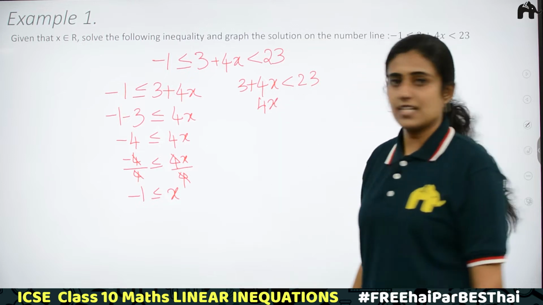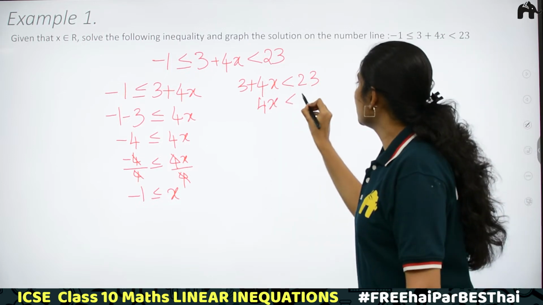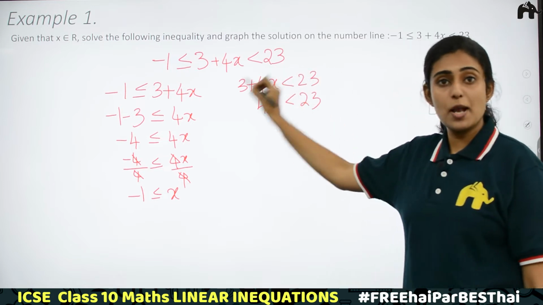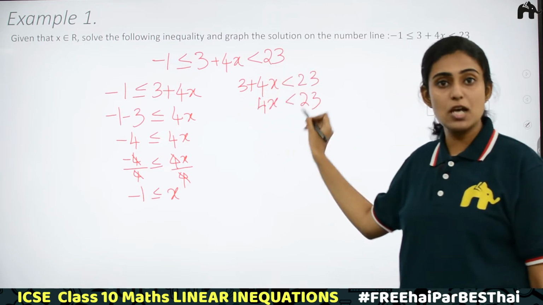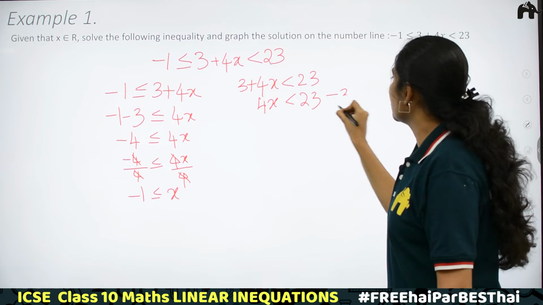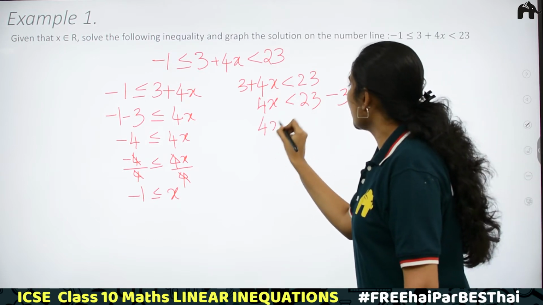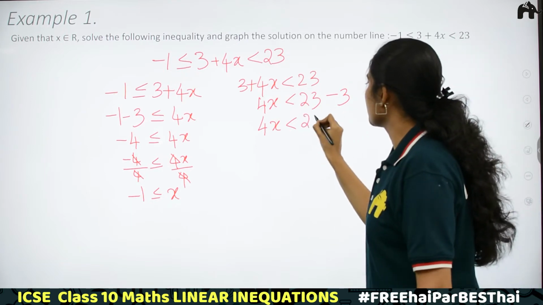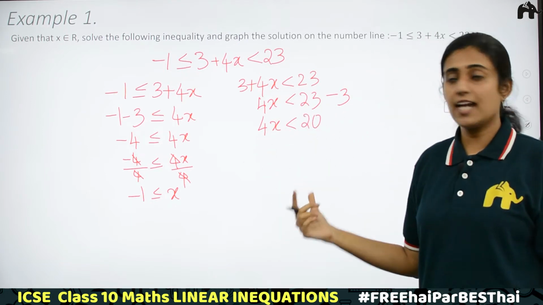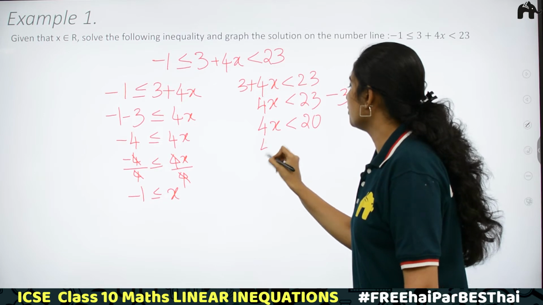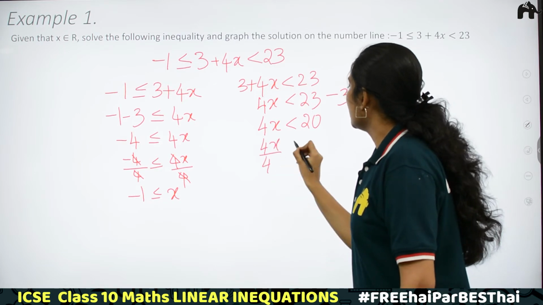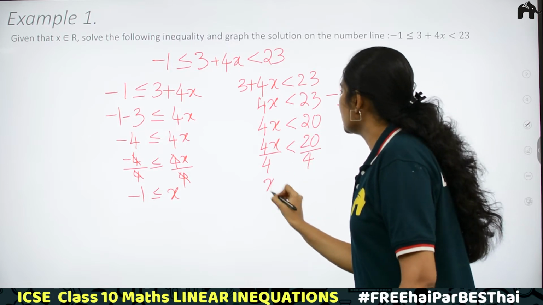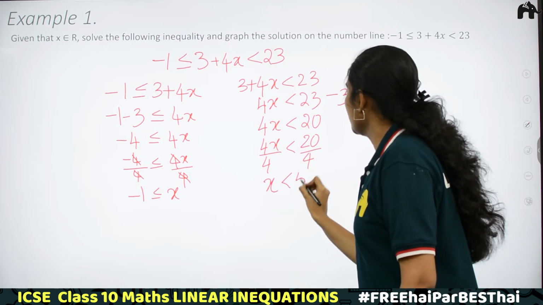4x, keep it as it is here. Then bring the 3 to the opposite side. 23 minus 3 plus 3 becomes minus 3. 4x less than 23 minus 3 is 20. Now dividing on both sides by 4. 4x by 4 less than 20 by 4, which means x less than 5.